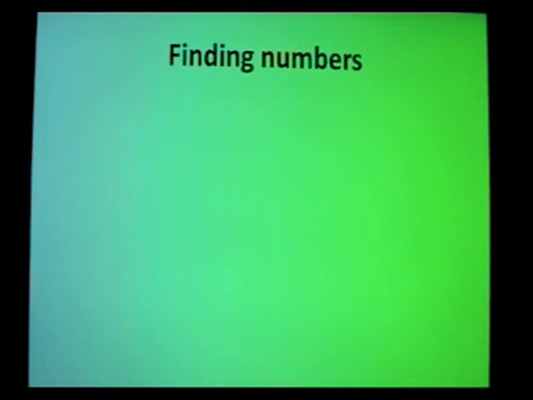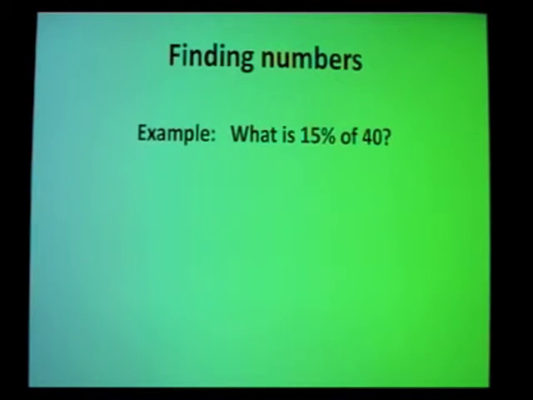So the second thing you might need to do is finding a number, and an example of a question where you would find a number is, what is 15% of 40? Notice there's one percent and one number instead of two numbers in the question.